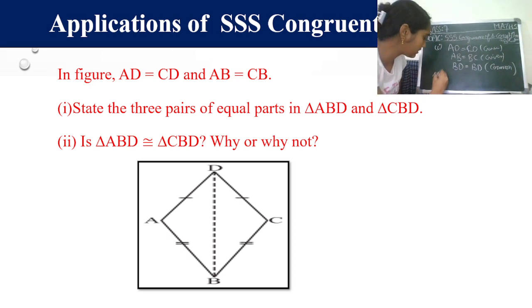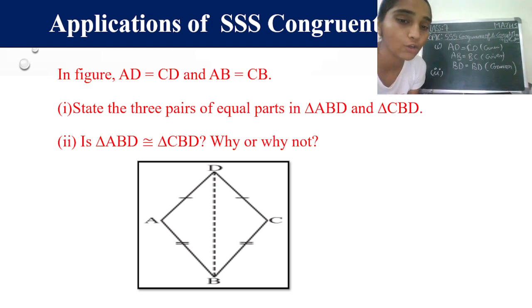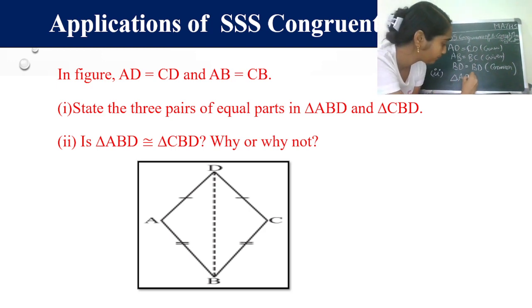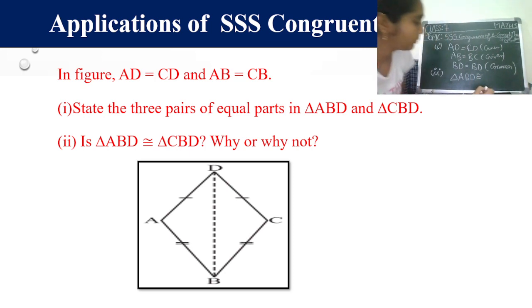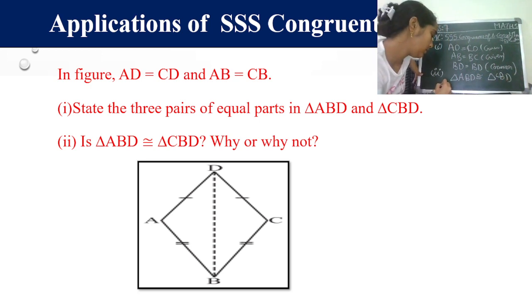Now students, what about the second part they are asking? Yes, they are asking whether triangle ABD is congruent to triangle CBD. Very good, students. Yes, definitely these 2 triangles are congruent. And students, why are they congruent? Or you can say how? Very good. Because we have the 3 equal sides in the triangles ABD and CBD. So we can say that by SSS congruence of triangles, these are congruent.